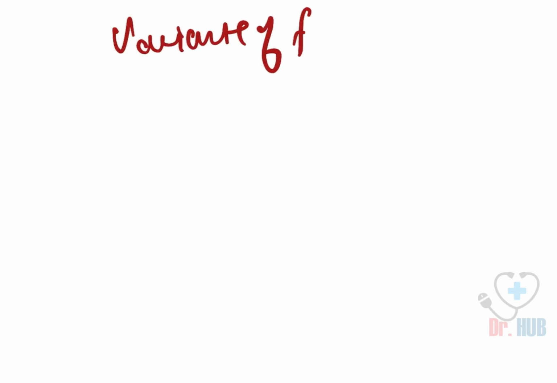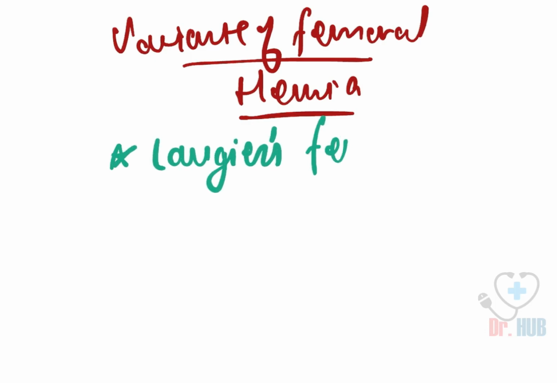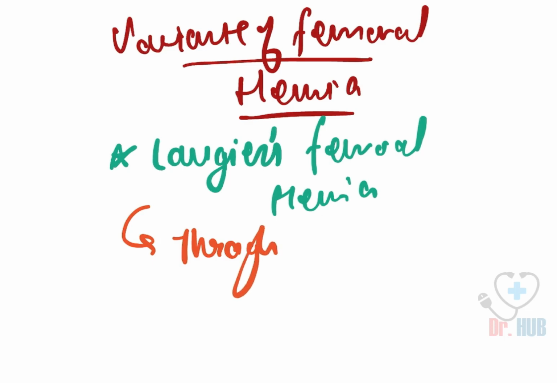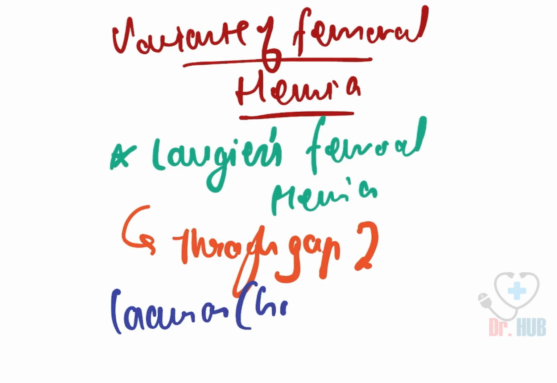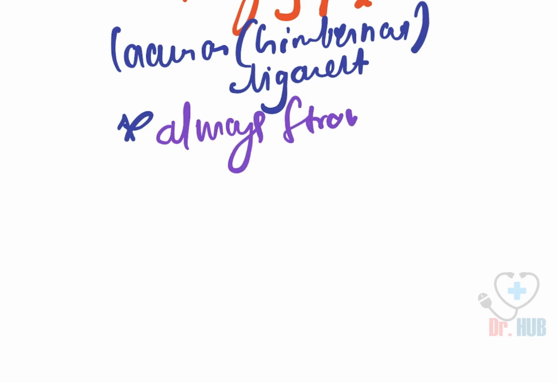Variants of femoral hernia. So this includes the Laugier's femoral hernia. This is nothing but a hernia through a gap in the lacunar, that is the Gimbernat ligament. Where is the gap present? It is in the lacunar ligament. And the other thing is, it is always strangulated.